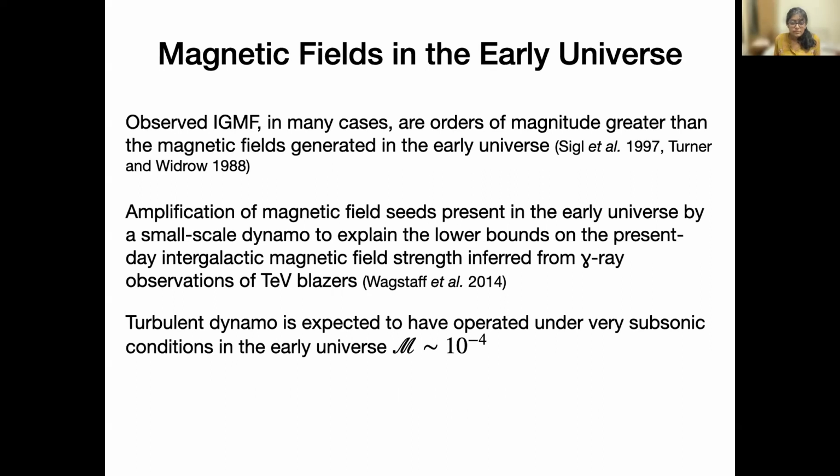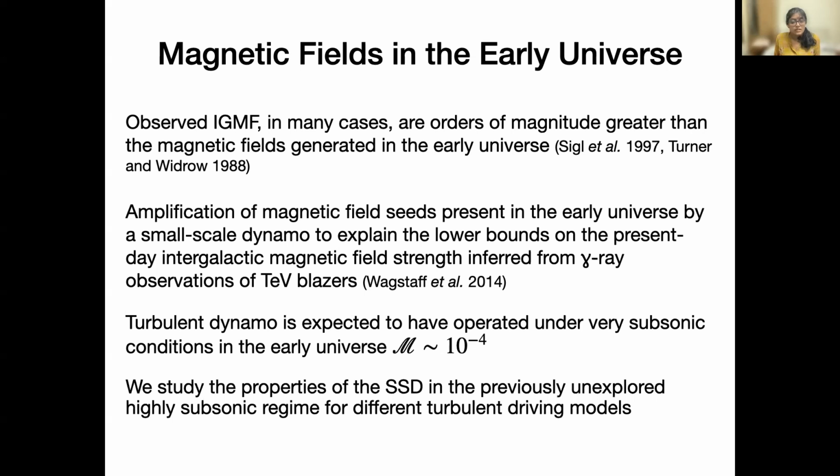The small-scale turbulent dynamo is also expected to have operated under very subsonic conditions in the early universe with a Mach number of around 10 to the minus 4. In our study, we try to understand the properties of the small-scale dynamo in this previously unexplored highly subsonic regime for different turbulent driving models, and we primarily are interested in the purely compressive driving of the turbulent dynamo.